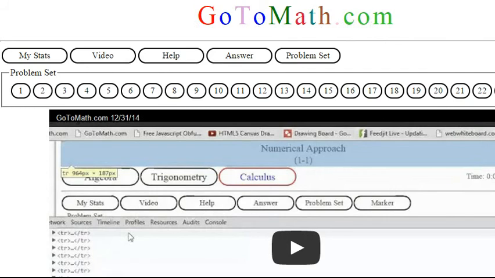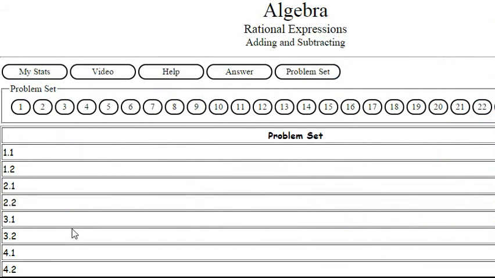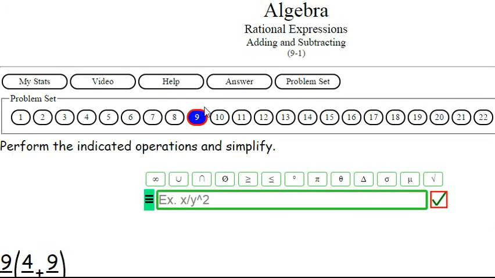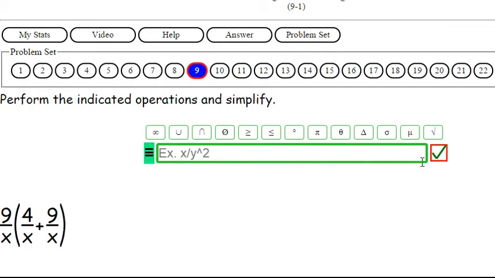Okay, we're over here at GoToMath.com. Click on the algebra. Let's go down to adding and subtracting. And I believe we're looking at 9.1. It looks like we have a little combination of some multiplication in this problem. Adding and subtracting. So we have 9 over x times 4 over x plus 9 over x. That's something a little different.